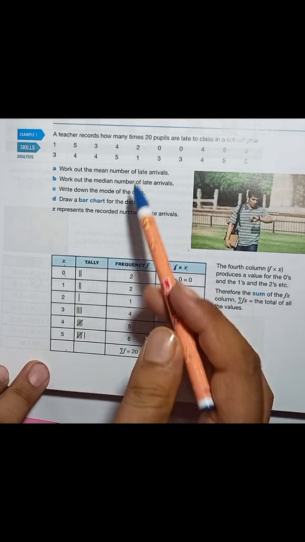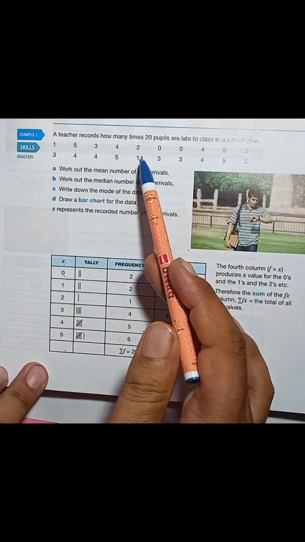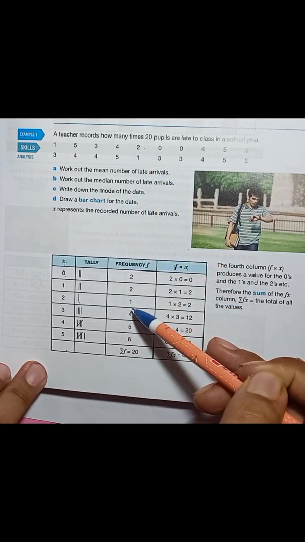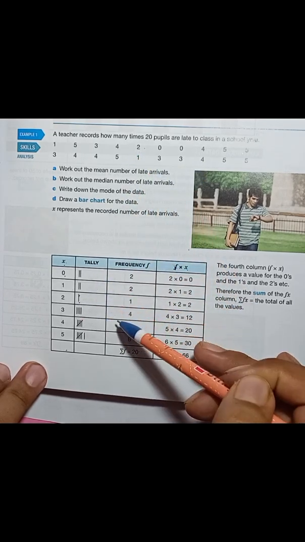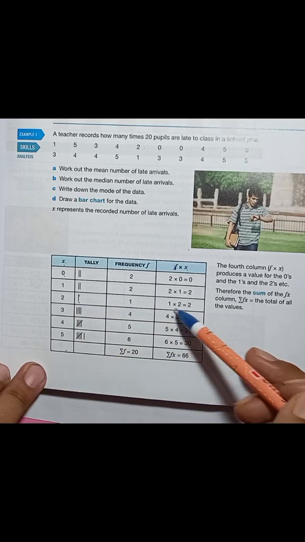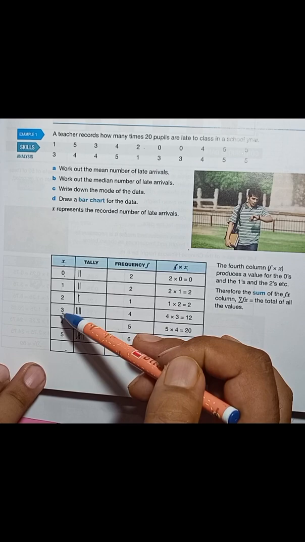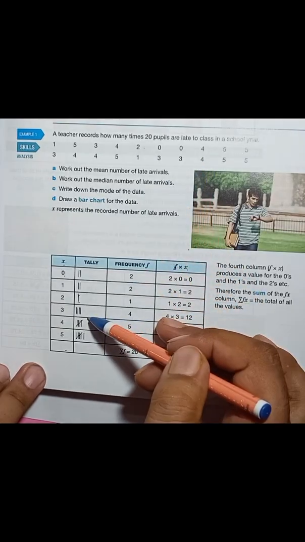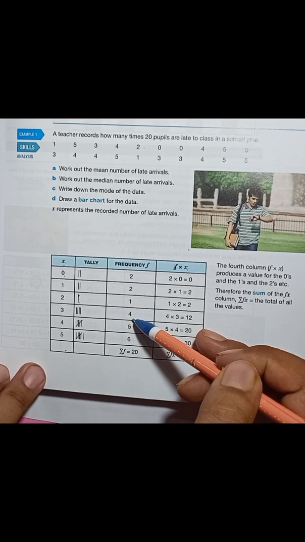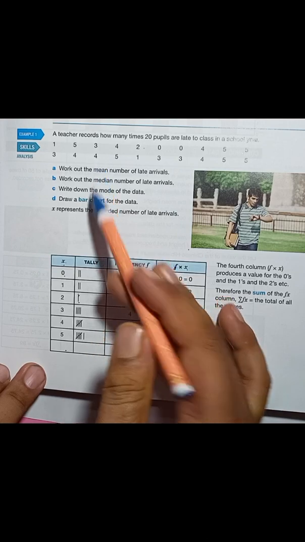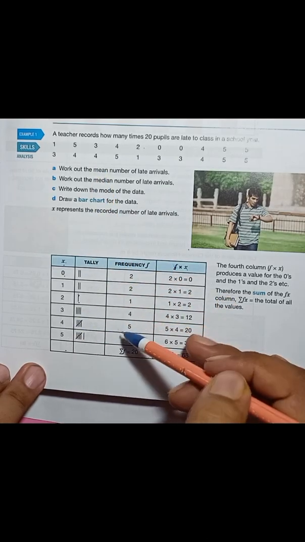Now the third term is 2. If you check, it comes only once in the data, so I will write only 1 line in the tally column, and the frequency is also 1. 1 into 2 is 2, that's F into X. Now 3 exists 4 times in this data, and here it's 4 lines. And 4 exists 5 times.